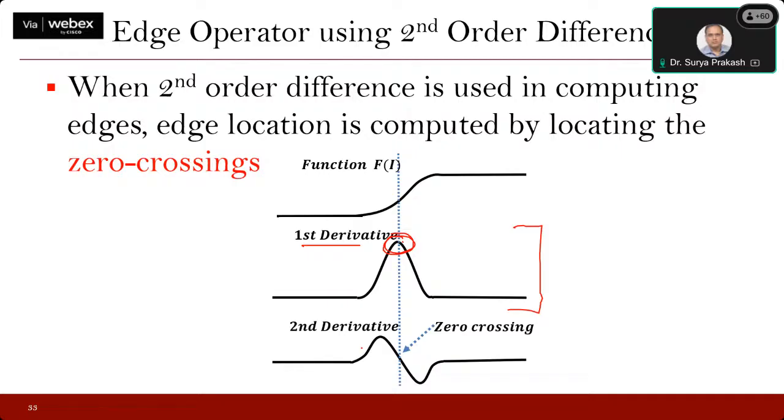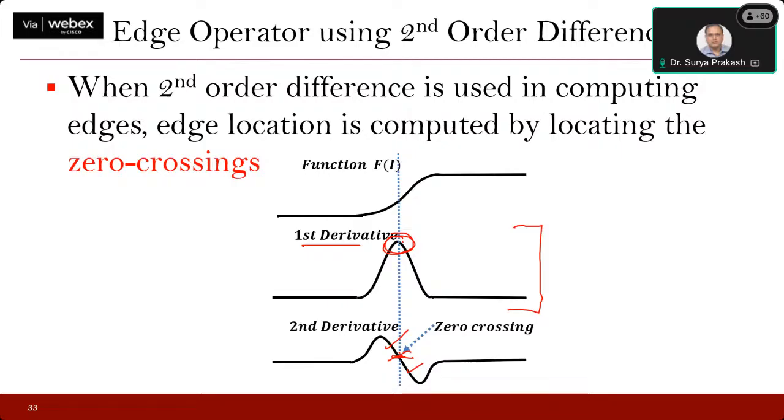But if you are relying on the second derivative, then the edge pixel is being represented by using this zero crossing, where you have a change in the intensity profile. On this side, you have positive, and on that side, you have negative, and there's some intersection here. So that particular place is called the zero crossing.